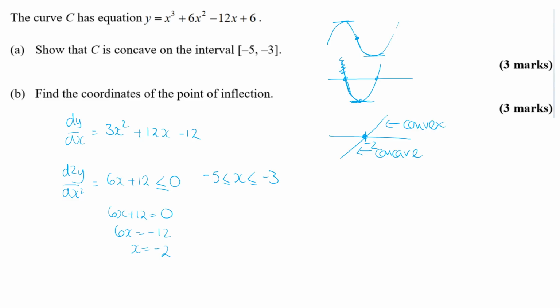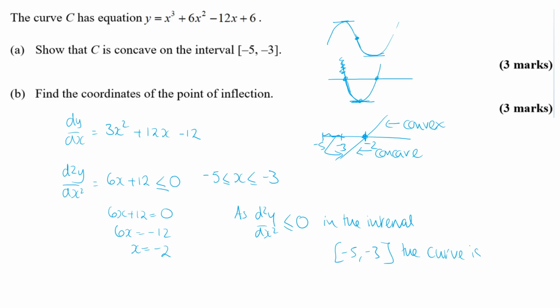So that point there is x equals minus 2, and because minus 5 to minus 3 is below, yes, the curve will be concave. So as the second derivative is less than or equal to 0 in the interval minus 5 to minus 3, then the curve is concave. So it's concave for this bit here until there, and then it's convex as the gradient starts speeding up.